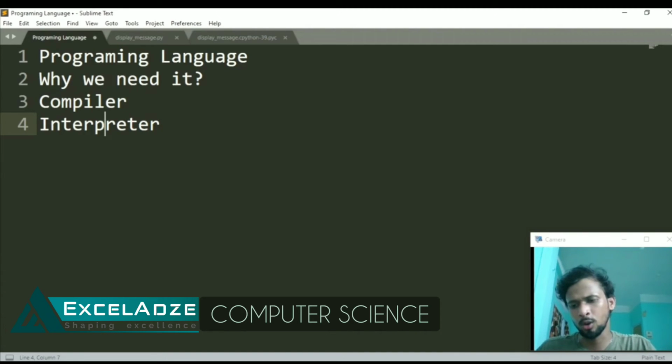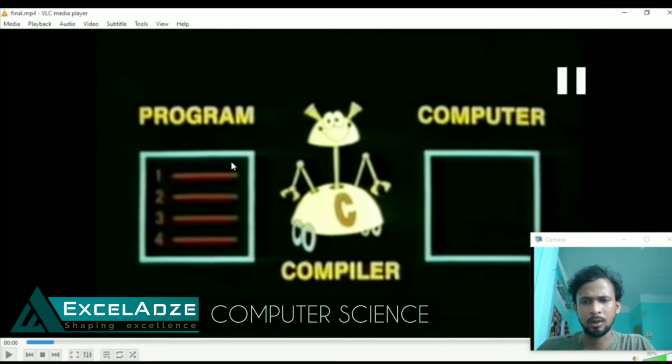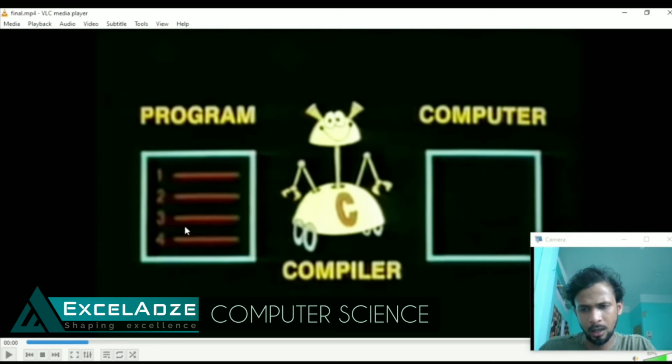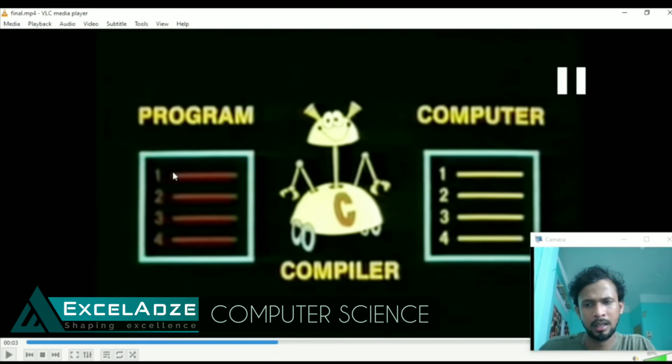So if I show one video, then I think it will be clear to all of you. Let us play this video and you can now see this is the compiler. It is the compiler which is sitting between your program, your instruction, and your computer. It takes the whole program, the whole instruction, and converts it all together.